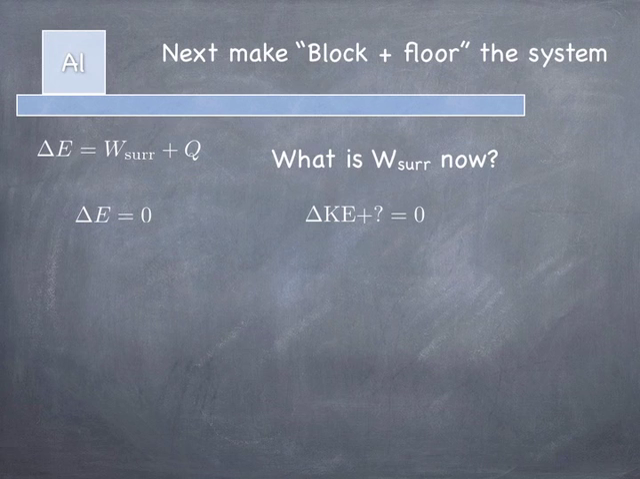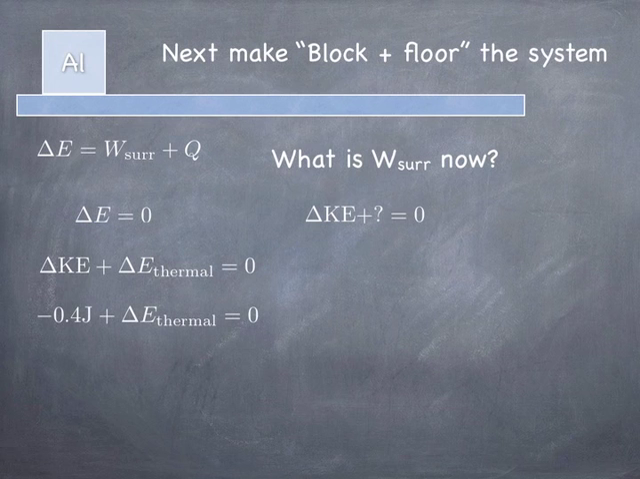So the idea is the change in kinetic energy we know is -0.4 joules. What else goes in there? The answer is it's got to be the thermal energy that gets generated and that winds up in the block and the floor. The sum of those two has to be 0. Well, we know the change in kinetic energy is -0.4 joules. That means the change in the thermal energy has to be +0.4 joules.